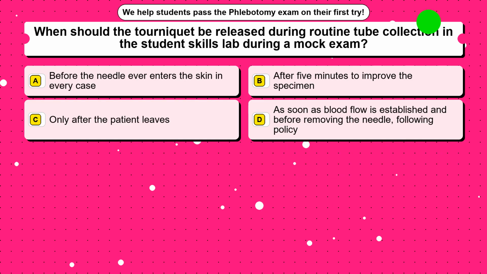Question 19. When should the tourniquet be released during routine tube collection in the student skills lab during a mock exam? Option A. Before the needle ever enters the skin in every case. Option B. After 5 minutes to improve the specimen. Option C. Only after the patient leaves. Option D. As soon as blood flow is established and before removing the needle, following policy.